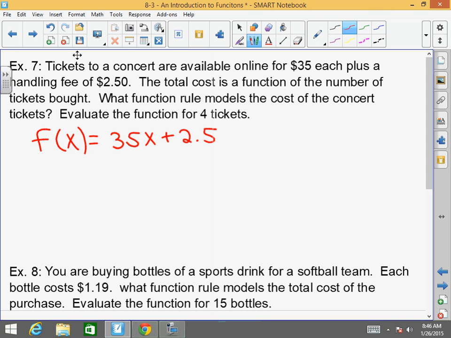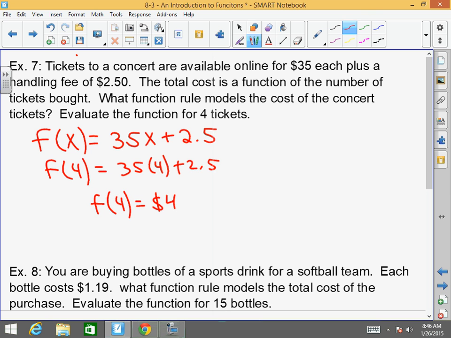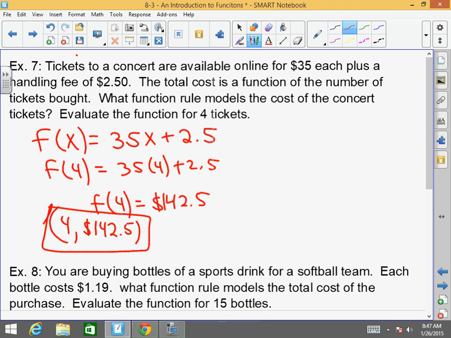So now I want to find the value for 4 tickets. So I'm looking for f of 4. What am I replacing the x with? So 35 times 4. So that's 140 plus 250. So the value of 4 tickets is 142.50. What's my ordered pair here? 4 and 142.50. Very, very, very good. Very proud of you. Good job.